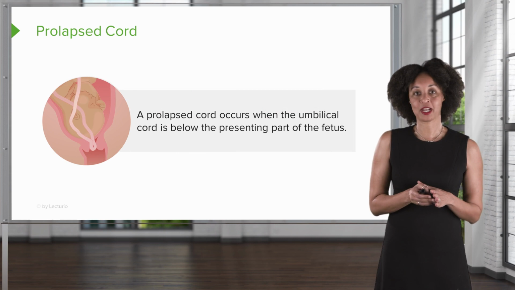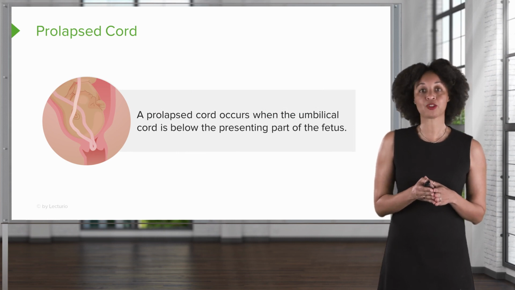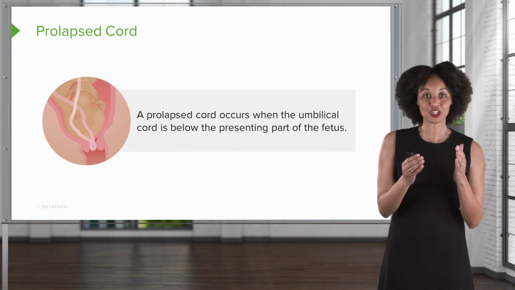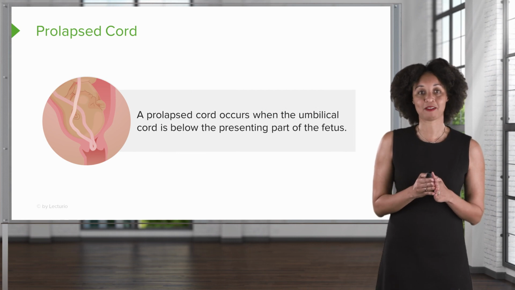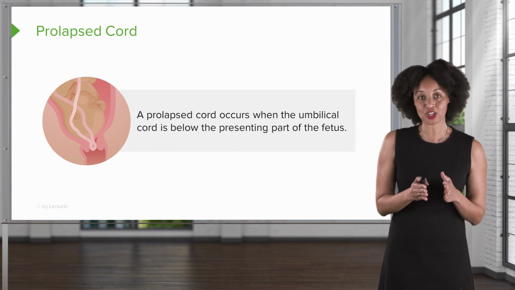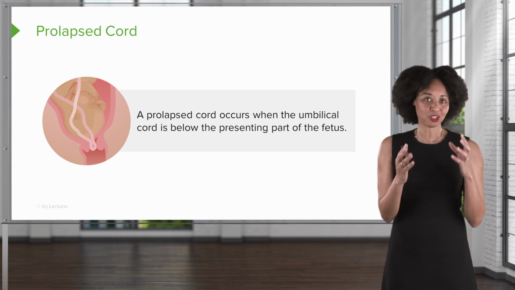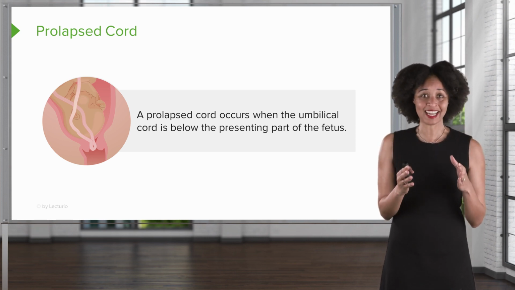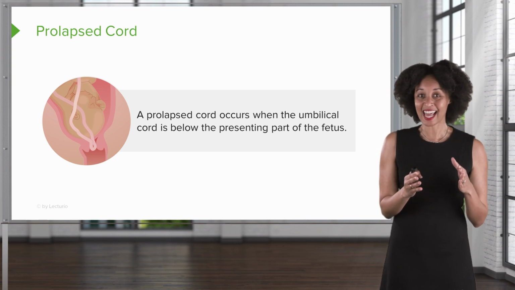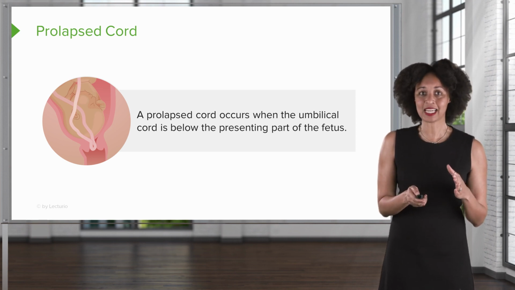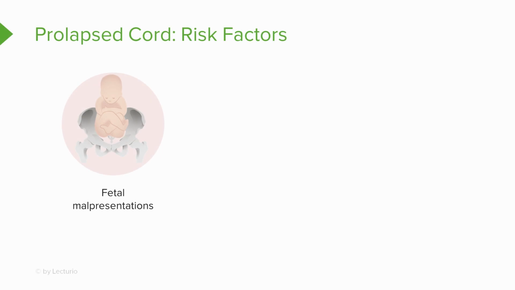So by definition, a prolapsed cord occurs when the umbilical cord is actually below the presenting part of the fetus. Take a look at this picture and imagine what would happen if the baby's lifeline, which is what the umbilical cord actually is, comes out first. That's not a good thing. Definitely an emergency. So let's talk about the risk factors for prolapsed cord.